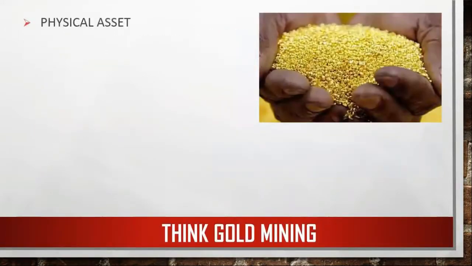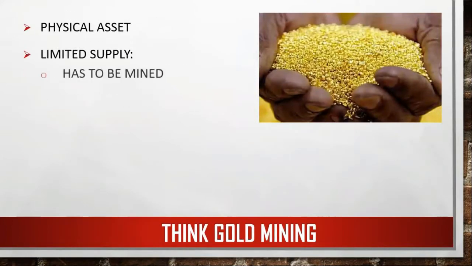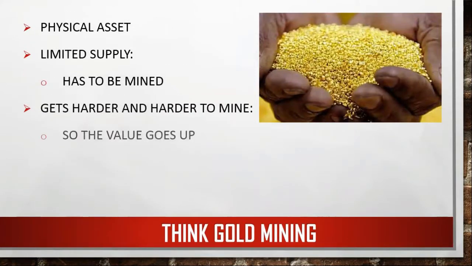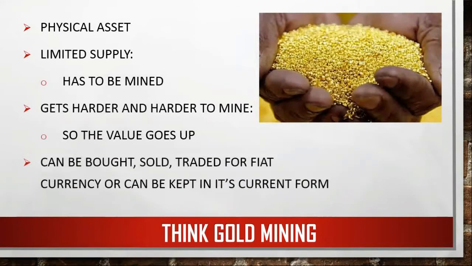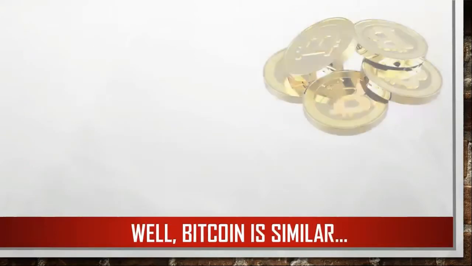Now, if you think of gold mining, gold is a physical asset. It's limited by supply and it has to be mined. As it gets harder to mine, the value goes up. So gold can be bought, sold, and traded for fiat currency. Fiat currency is a term we use in cryptocurrency to describe paper currency. Fiat currency is your pounds, your dollar, the yen, and gold can be kept in its current form.